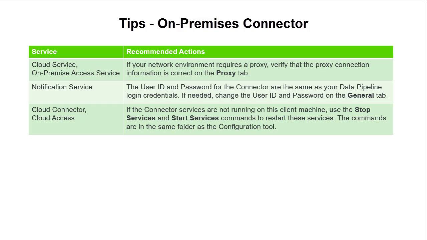Here's how to troubleshoot each service. For the cloud service and on-premise access service, verify that the proxy connection information is correct on the Proxy tab. For the notification service, confirm that you are using your data pipeline login credentials. If necessary, change the user ID and password on the General tab. For the connector service and cloud access service, stop then start the connector services using the Stop Services and Start Services commands. They are in the same folder as the Configuration tool.